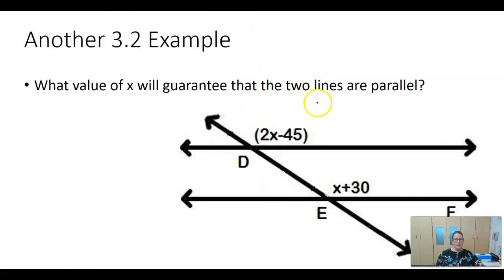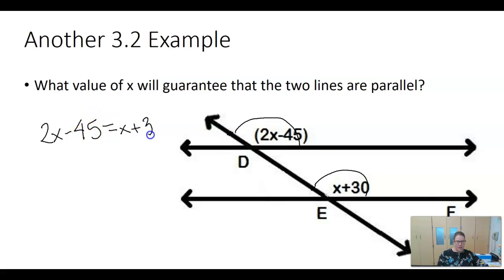All right, so on this one we want to find the value of x that will guarantee the lines are parallel, which means since these two angles are corresponding angles, they will have to be congruent for the lines to be parallel. So on these ones I'm going to set them equal. So basically all of our angle pairs will either be congruent or supplementary. If they're congruent, set them equal to each other. If they're supplementary, put a plus in the middle of them and set them equal to 180.